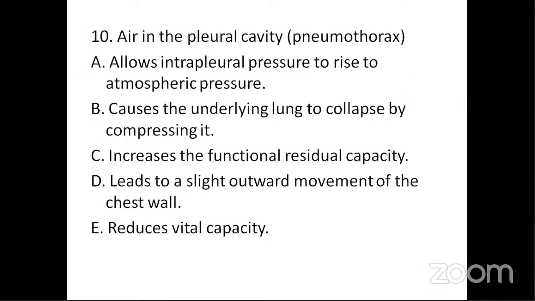Okay. Next, coming to the next question: air in the pleural cavity, that is pneumothorax, allows intrapleural pressure to rise to atmospheric pressure, causes the underlying lung to collapse by compressing it, increases the functional residual capacity, leads to a slight outward movement of the chest wall, and reduces the vital capacity. Which among the following is true and which is false?